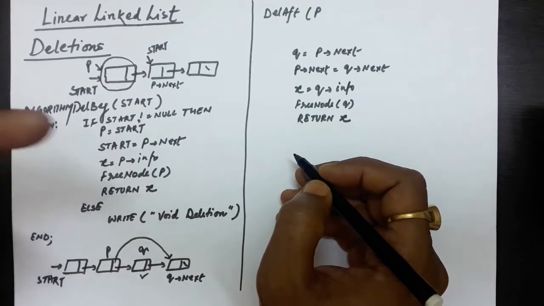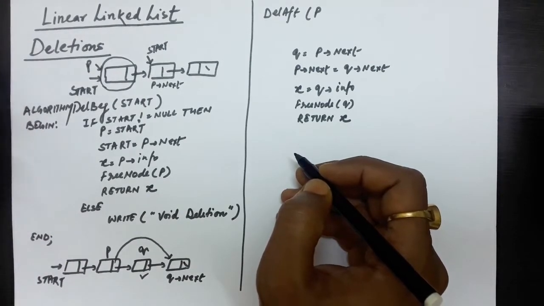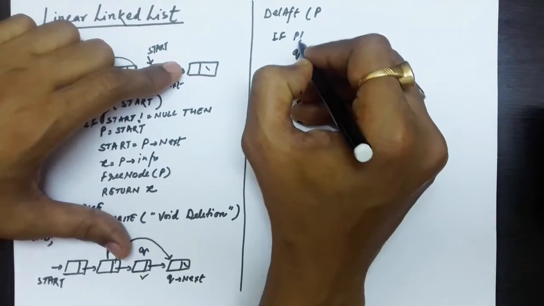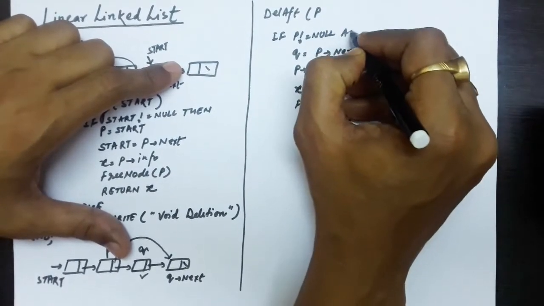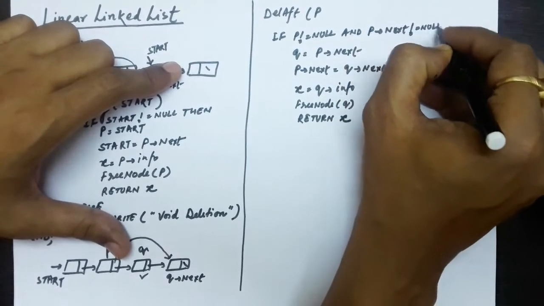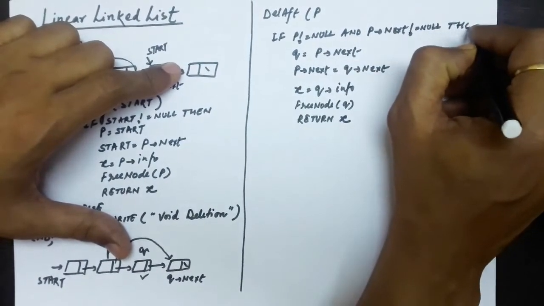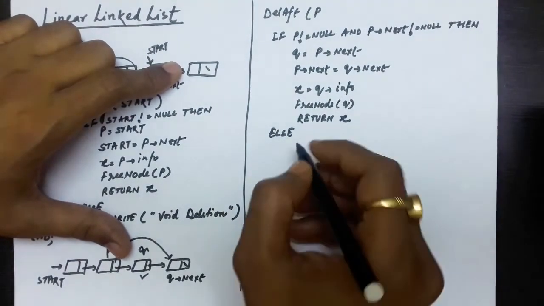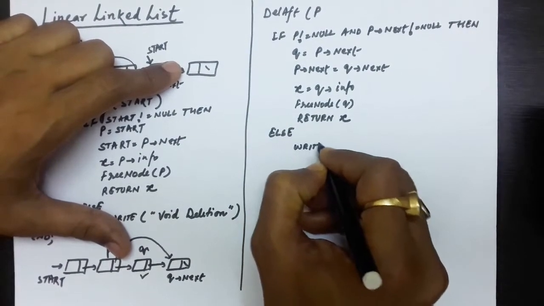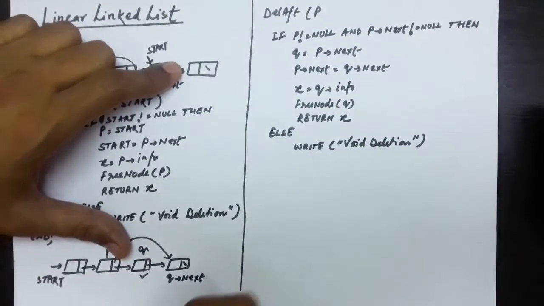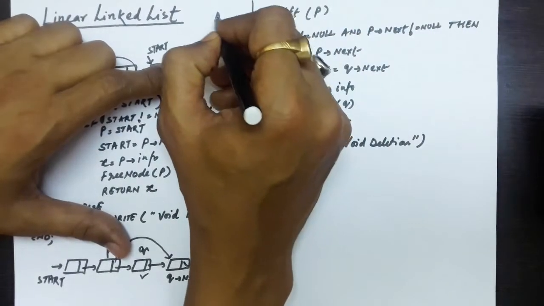There is one more exception. If this node itself is null, it means this node does not exist, so there is no question of deleting the node after this. So we need to check these two conditions in the beginning: these operations will be performed only if P is not null and P dot next is not null. Neither P is null nor the next of that node is null. Then only these things will be performed. Otherwise, if P is null or next of P is null, then the deletion will not be possible. So we will display the message, void deletion. It means the deletion operation is not possible. So this is the delete after algorithm.